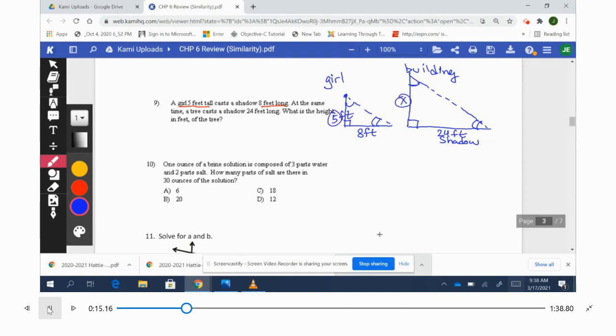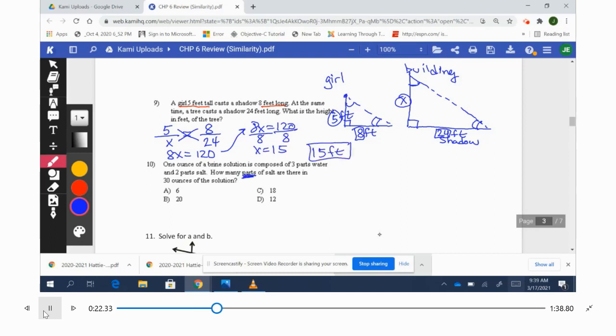Okay, so what I do is I mark corresponding sides using circles and I box in. So that's going to make my fraction. So I'm going to go 5 over x equals 8 over 24, and then cross multiply to get x is 15. So 15 feet. Okay, number 10 is kind of a mistake.